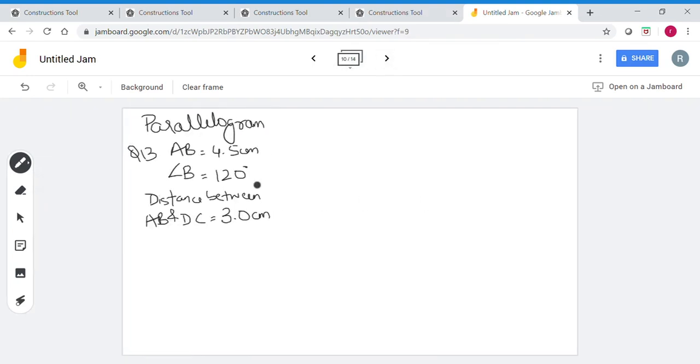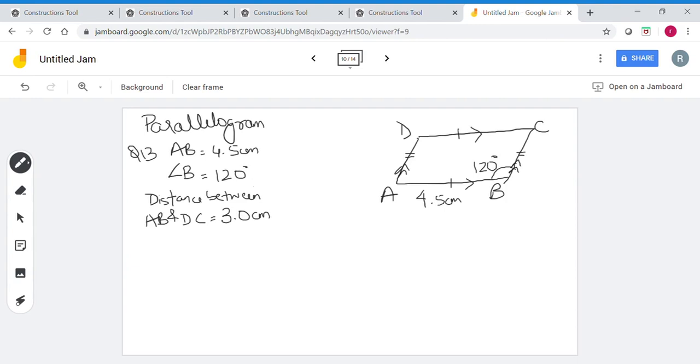Question 13 says AB is equal to 4.5. So again, it's a parallelogram. Let's draw a rough diagram. This is A, B, C, D. This side and this side are equal and parallel. This side and this side are equal and parallel. Perfect. So AB is equal to 4.5 centimeter. Angle B is 120 degree. And distance between AB and DC is 3.0.